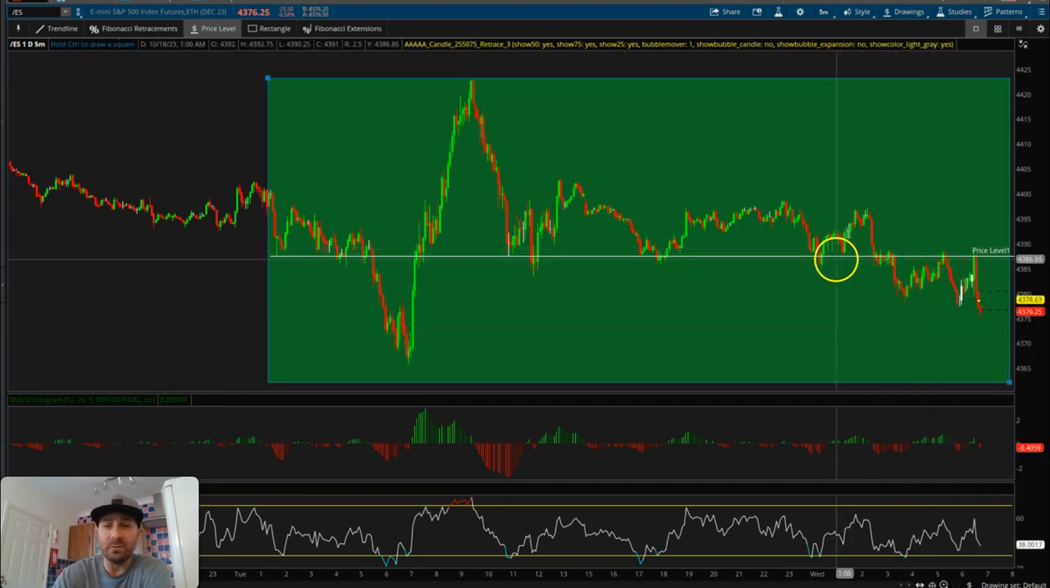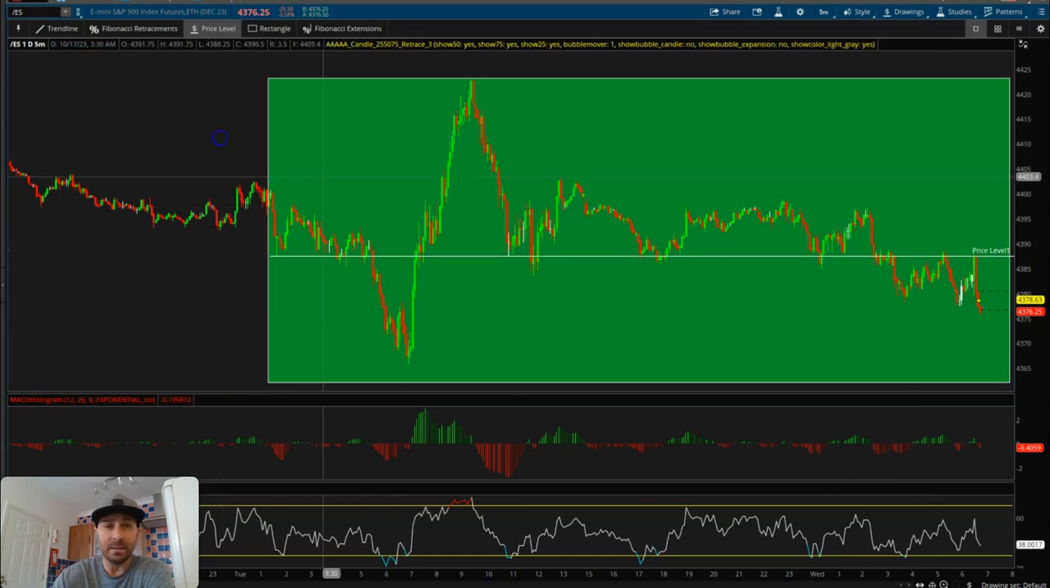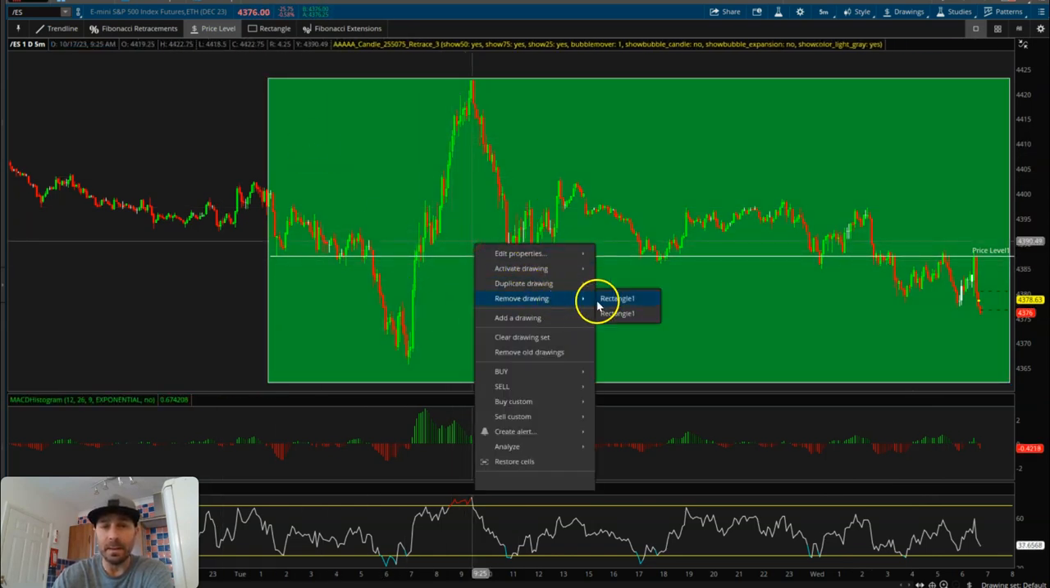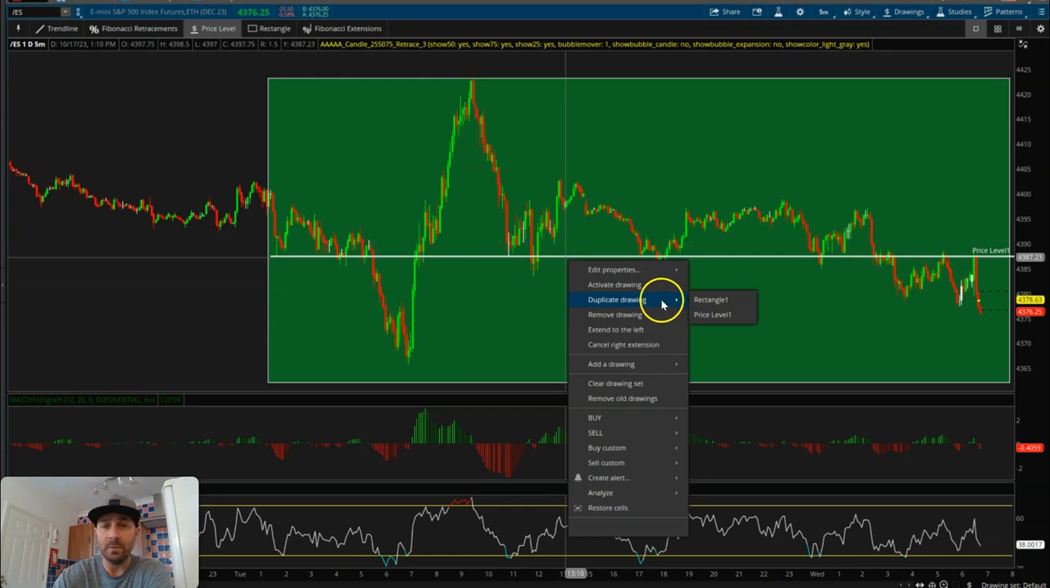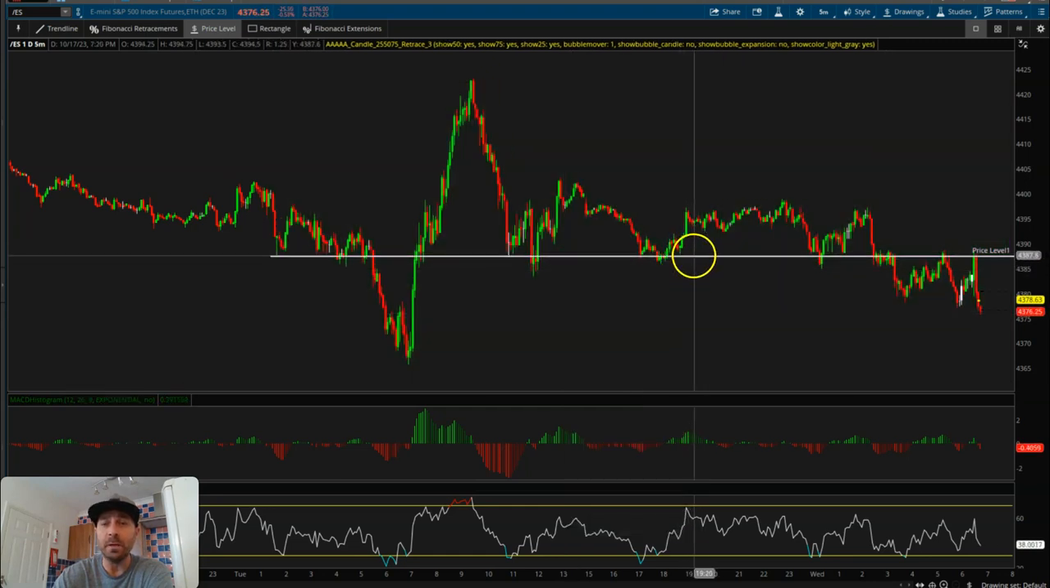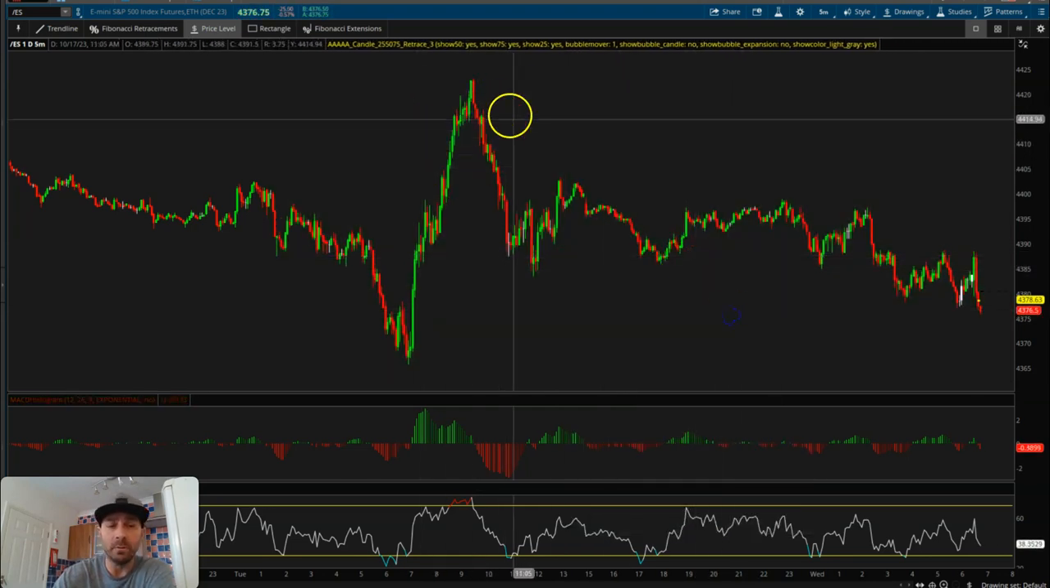Now, with that being said, let's take this and get rid of these. The things you're going to want to look for when you draw these zones are two things.